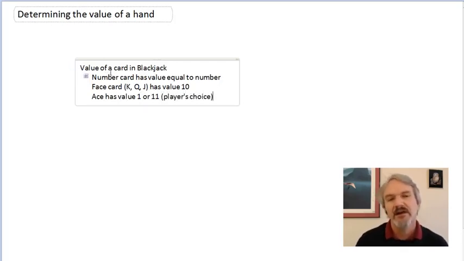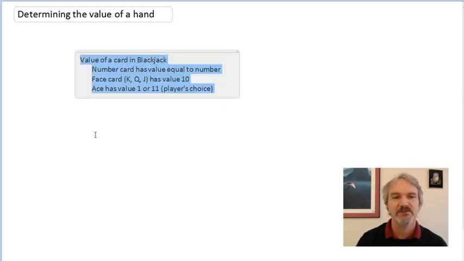So the tricky part of computing the value of a blackjack hand is dealing with the fact that an ace can have one of 2 values. I'm going to show you a simple method for determining the value of a blackjack hand. It's not going to require any complicated logic. So let's move that up, and let's start a new block here.